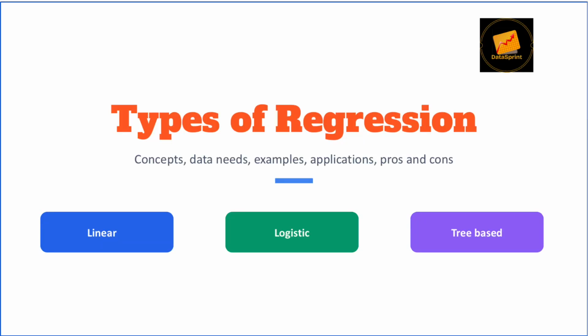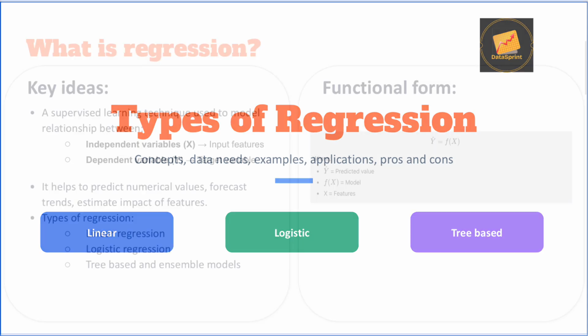Most people think regression is just about drawing a straight line through data. But in reality, regression is one of the most powerful tools in machine learning used for prediction, optimization, and decision making. In this video, we'll go through all types of regression using these slides. And in upcoming videos, we'll go deep into each type separately.